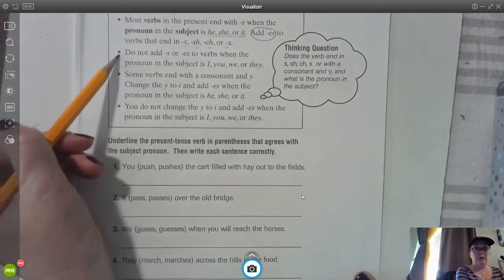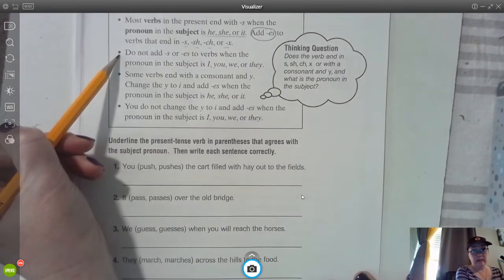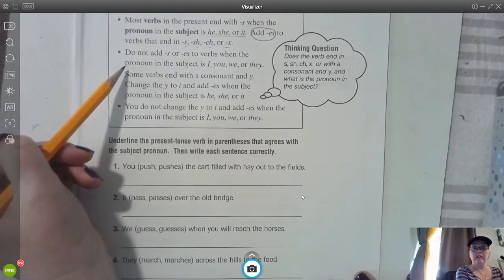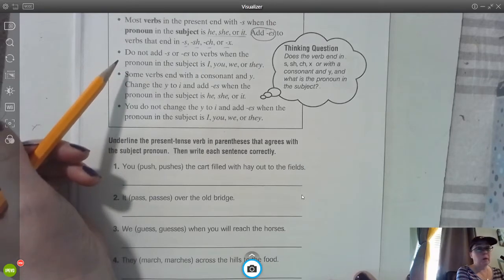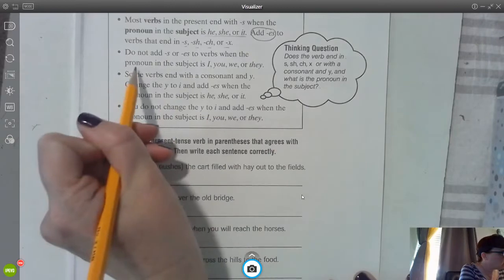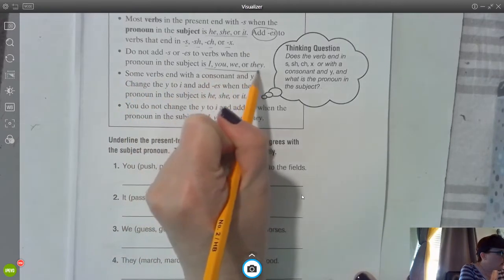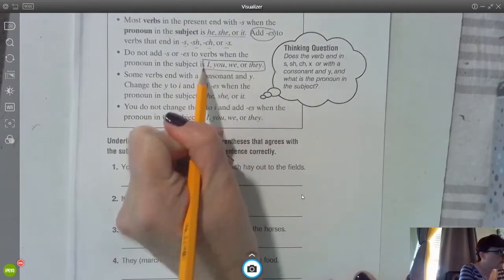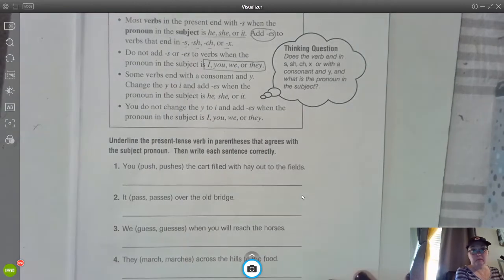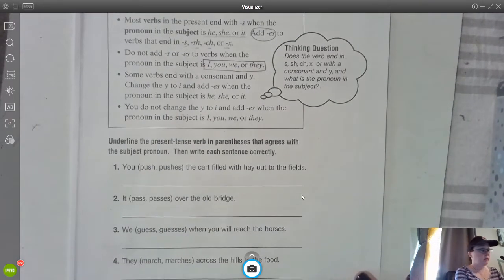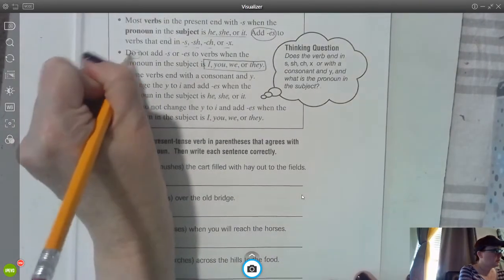Now look at the second bullet point. Do not add S or ES to verbs when the pronoun in the subject is I, you, we, or they. We're not going to add anything. We don't have to add anything on there. So I, you, we, I'm going to put a box in that, or they. It says do not. Okay? Don't do it.